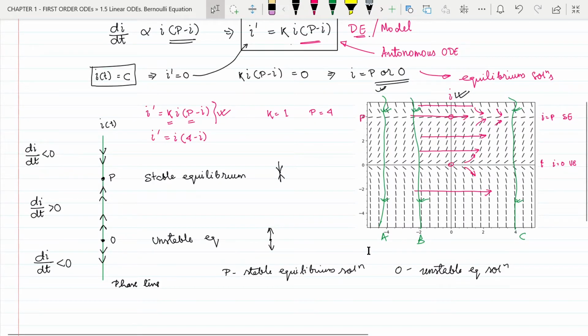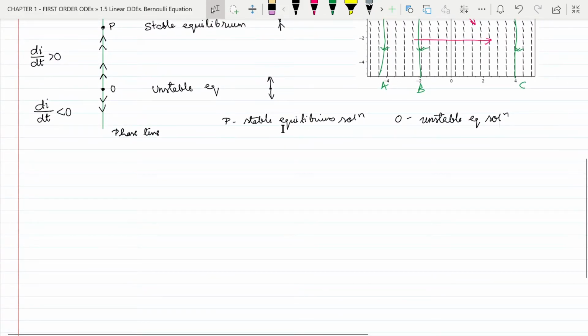Next, the problem is asking us to solve the ODE. So let us rewrite the differential equation again. The differential equation is I dash equal to k I (p minus I). This differential equation can be solved by 2 methods. One method is given in this section. The other method is the separation of variables method.